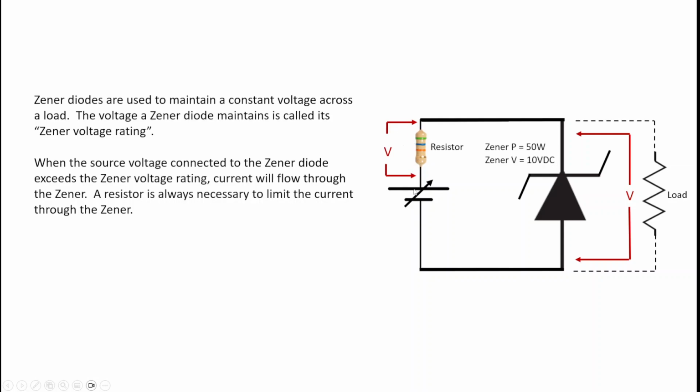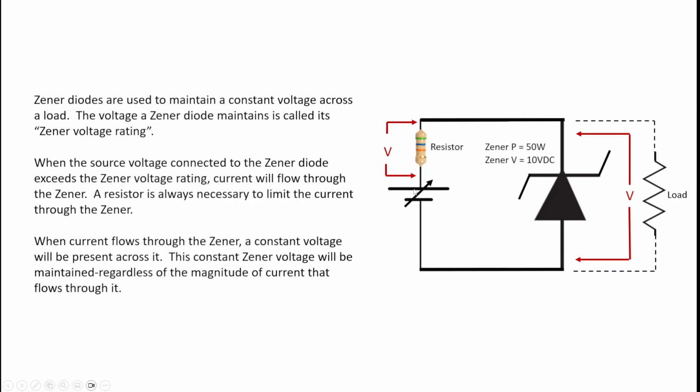So there's my series connected resistor. When current flows through the Zener, a constant voltage will then be present across it. The constant Zener voltage will be maintained regardless of the magnitude of current that flows through it. So that's sometimes referred to as a dynamic resistance device because the resistance of it will change dependent on the voltage that is present across it. So kind of an interesting application.